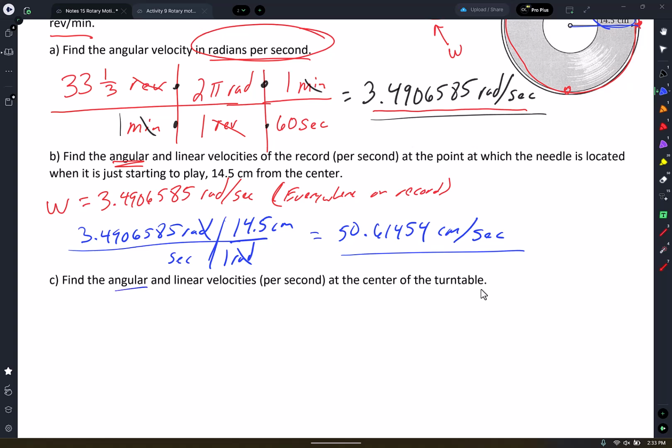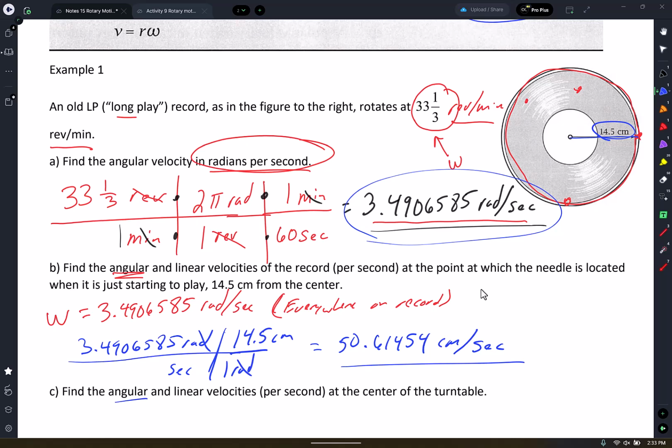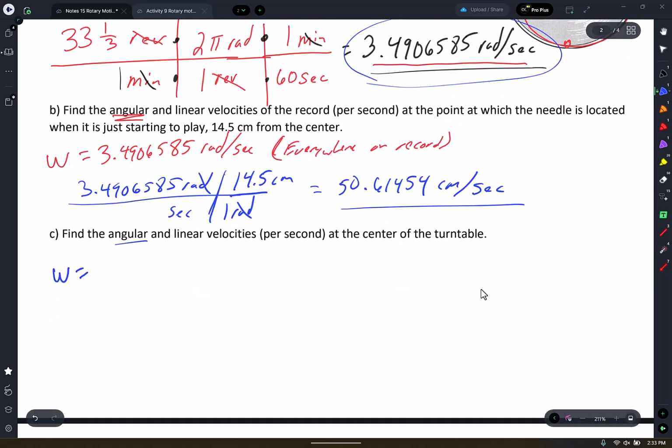The angular velocity, this is spinning at this rate, 3.4906585 radians per second, everywhere on the record. It doesn't matter. Center, here, at the edge of that. So my angular velocity is the same everywhere. 3.4906585 radians per second.